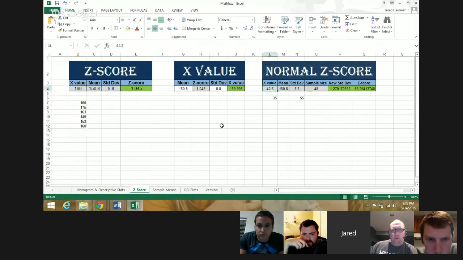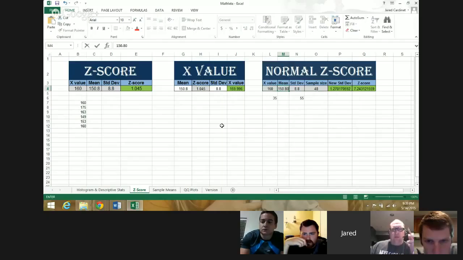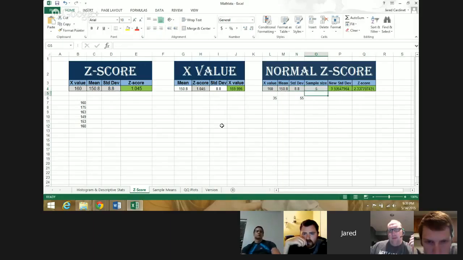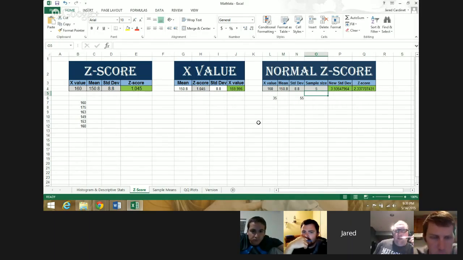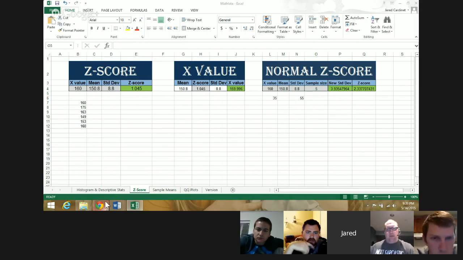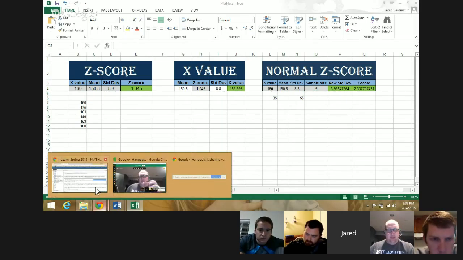They're saying the x value is 160, and the mean is 150.8. The standard deviation is still 8.8. Now we have a sample of 5, so we need the standard deviation of these. I got 2.33, so that z-score will be 2.338. Okay, good. That's what I had. Good catch.